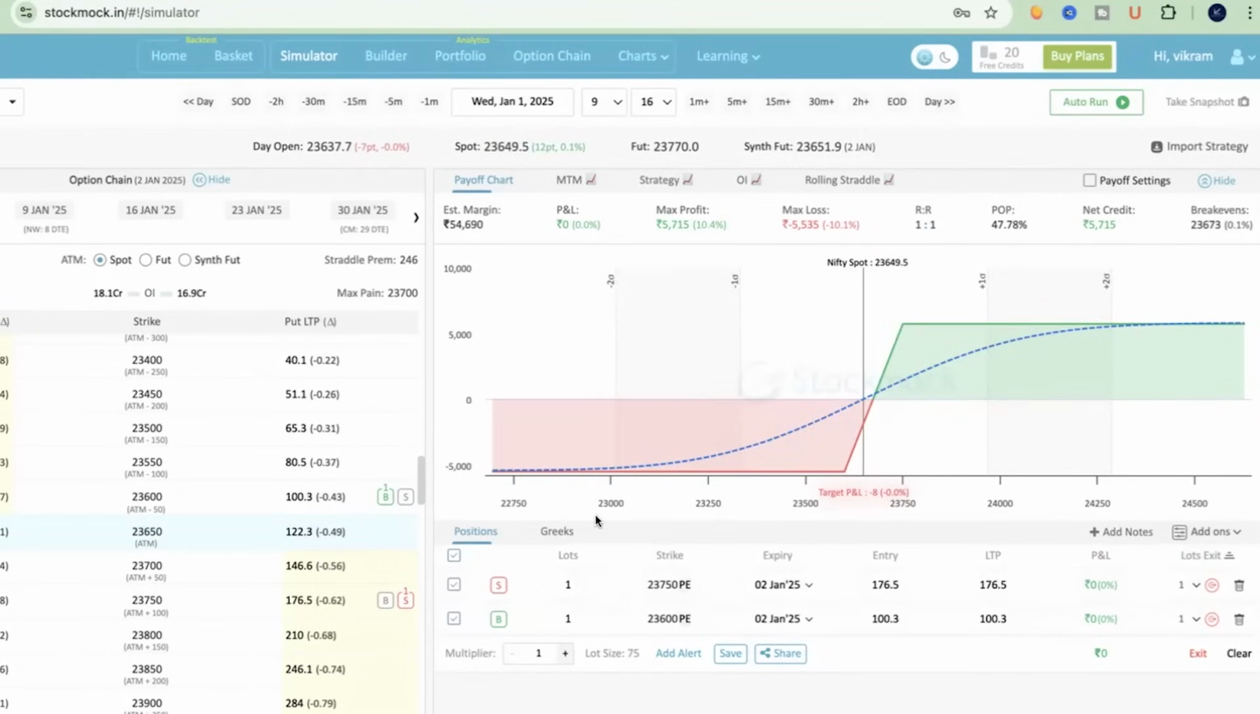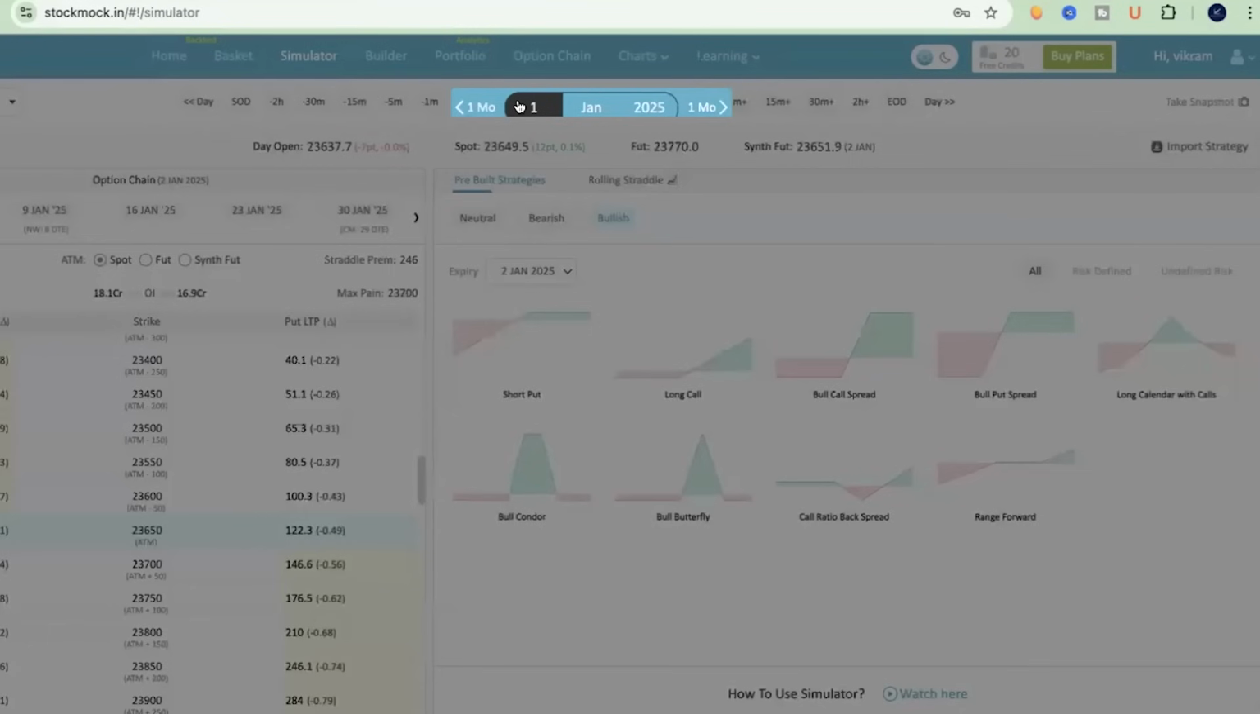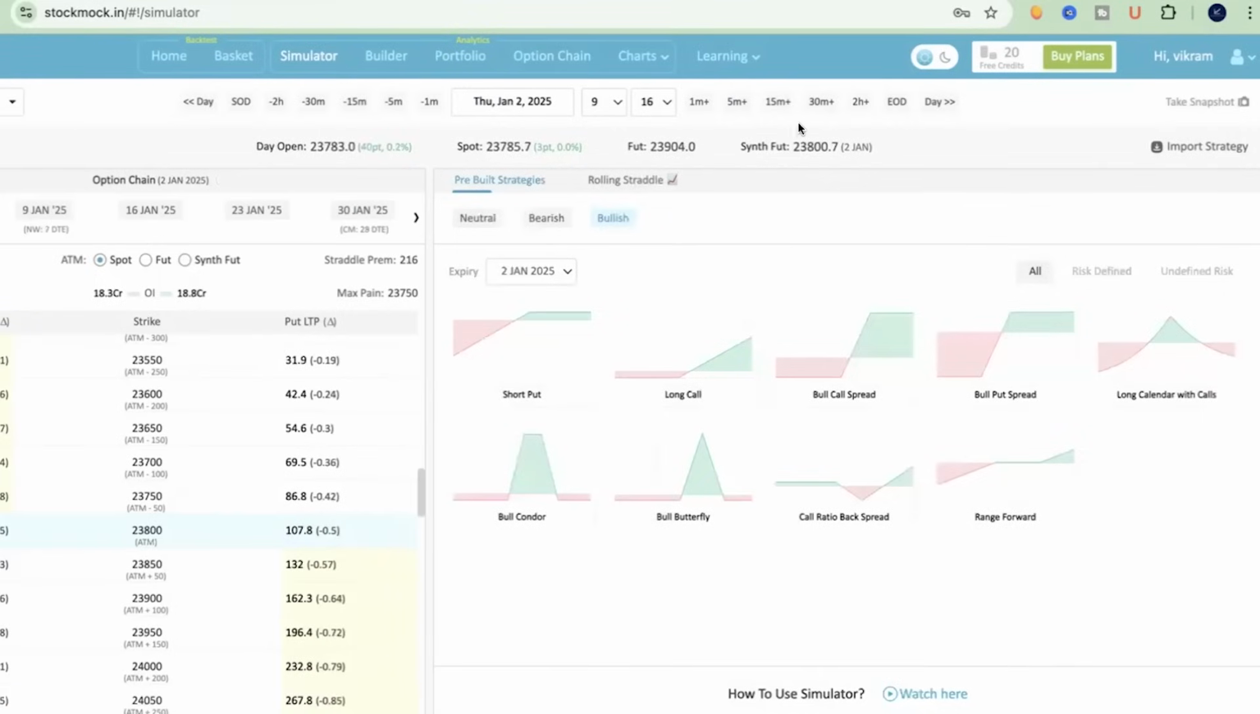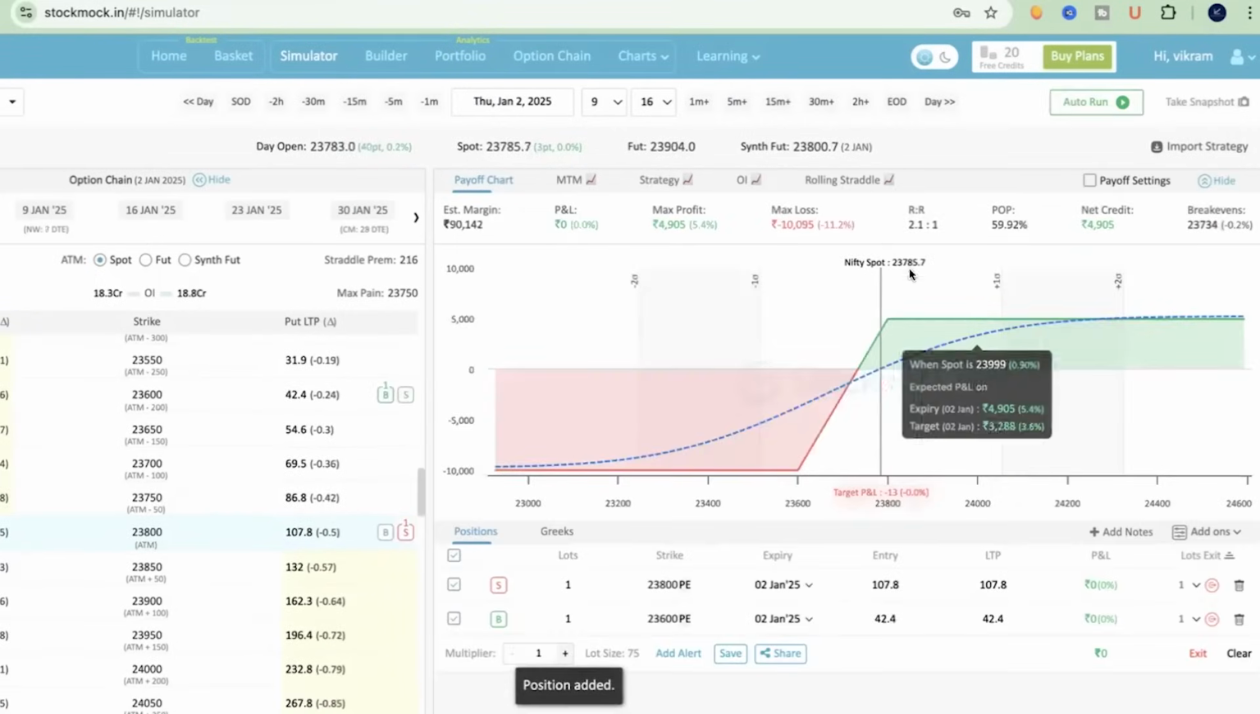If you are trading with more lots, then obviously profit and loss both will be bigger. Now what happens on expiry day? Expiry day is 2nd of January, right? If you go for a bull put spread, you can see that now risk reward has gone bigger, right? 2.121. Risk is bigger than your reward, right? Maximum loss is bigger than your maximum profit.